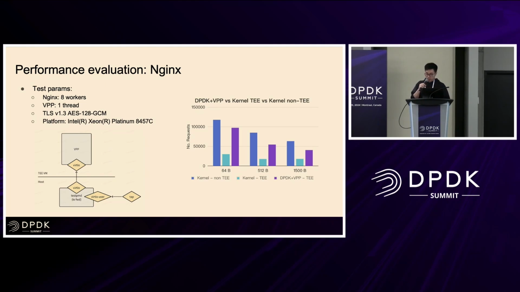Comparing this DPDK approach with the kernel TEE, we can see that we have around 3 times higher number of requests for small packet size. And as the packet size increases, the performance increase rate slowly decreases too. Whereas comparing the DPDK approach with the kernel non-TEE, we can still see that there is a small gap for the DPDK approach to catch up. This is possibly because we might still have some VM exits triggered by other components, for example, IPI.